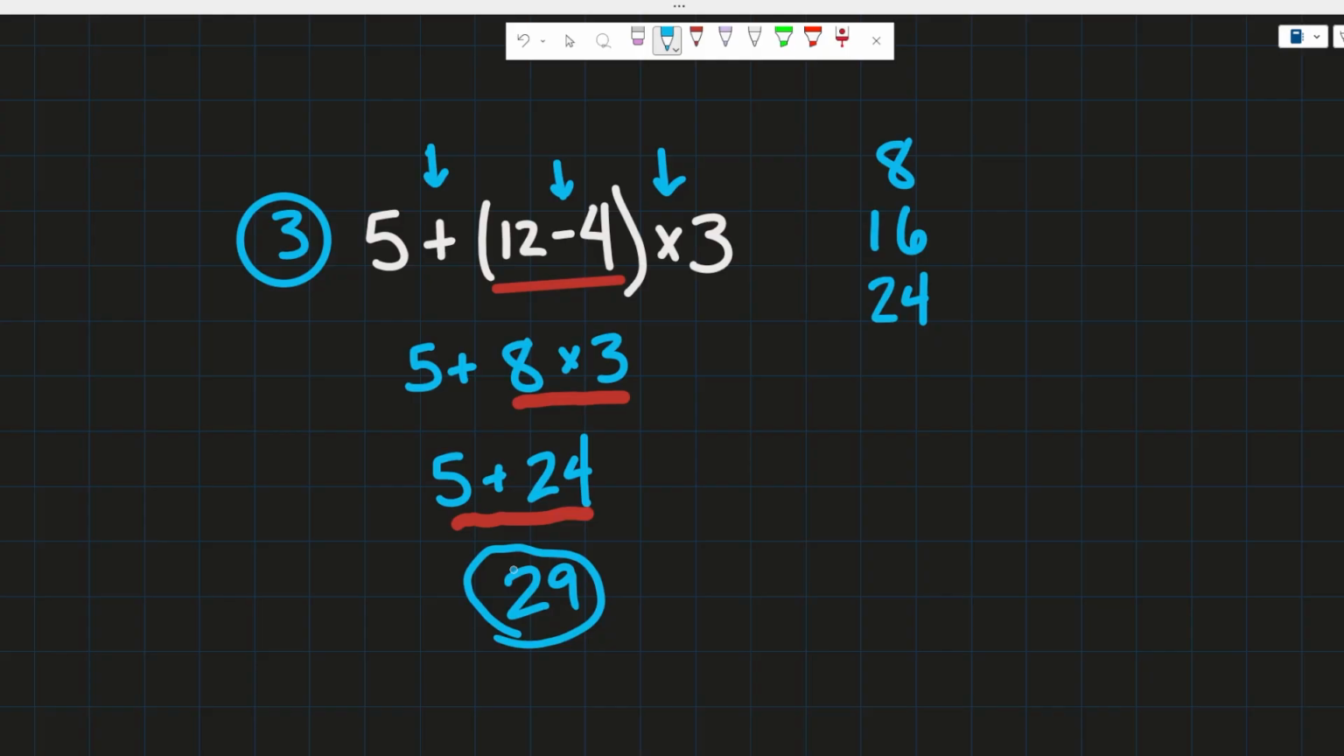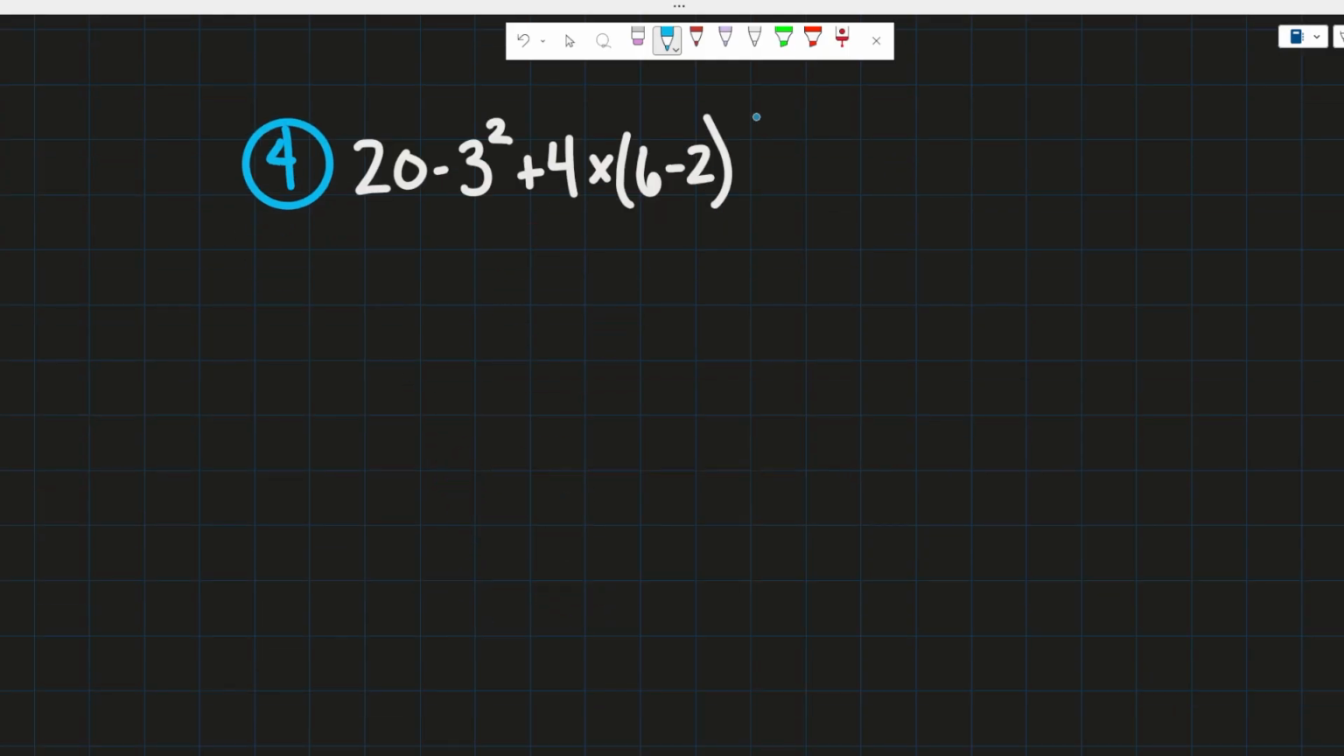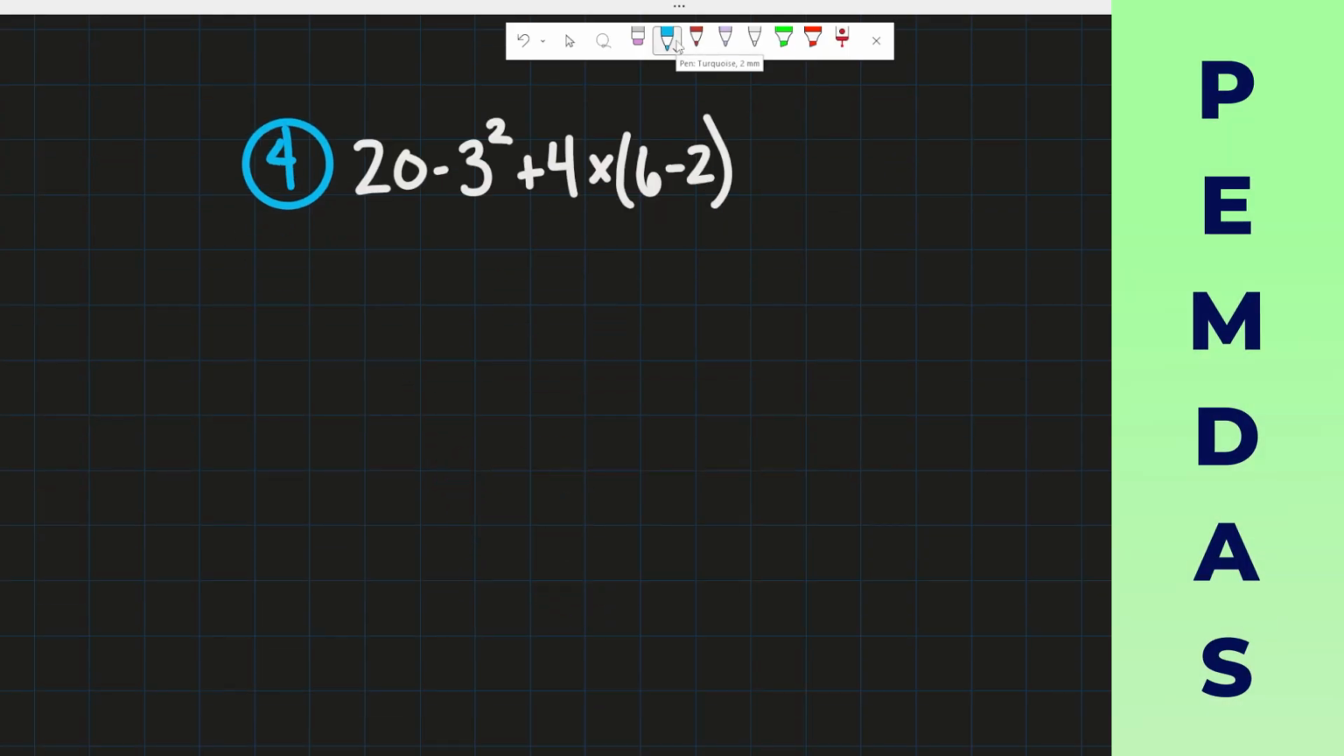Let's go down to the very last one. It's got a lot more stuff going on. All right, here we go. So we got 20 minus 3 squared plus 4 times 6 minus 2. So again, parentheses is our first step. We'll do that. So we need to do 6 minus 2. So I'm going to rewrite all this. 20 minus 3 squared plus 4 times, and 6 minus 2 again is 4. So there we go. Our next step is 3 squared.